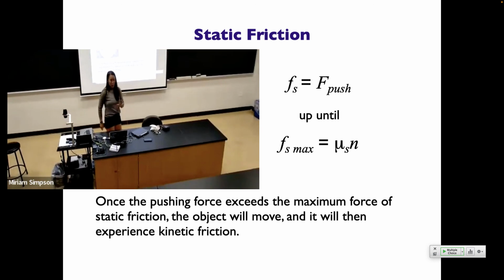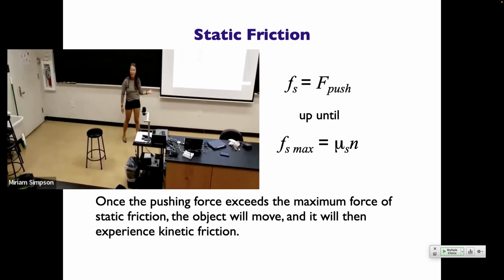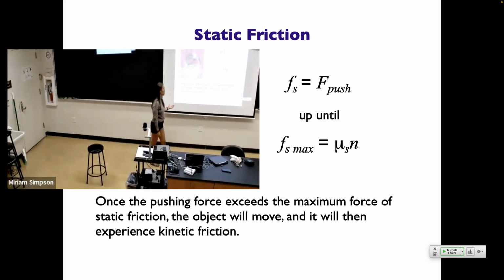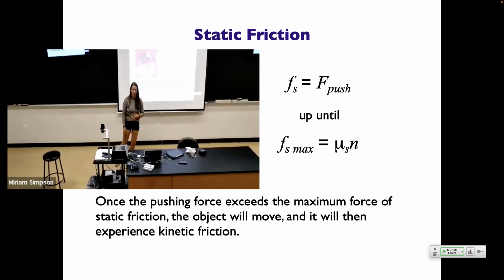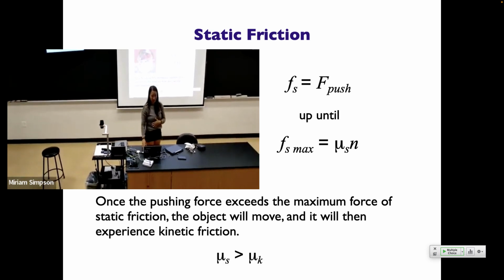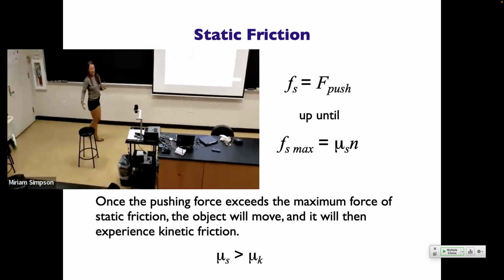So what this says is once the pushing force exceeds the maximum force of static friction, which you can calculate based on the coefficient of static friction, then the object will move and it goes back to kinetic friction, okay? This has an interesting consequence in that the coefficient of static friction always has to be bigger than the coefficient of kinetic friction.